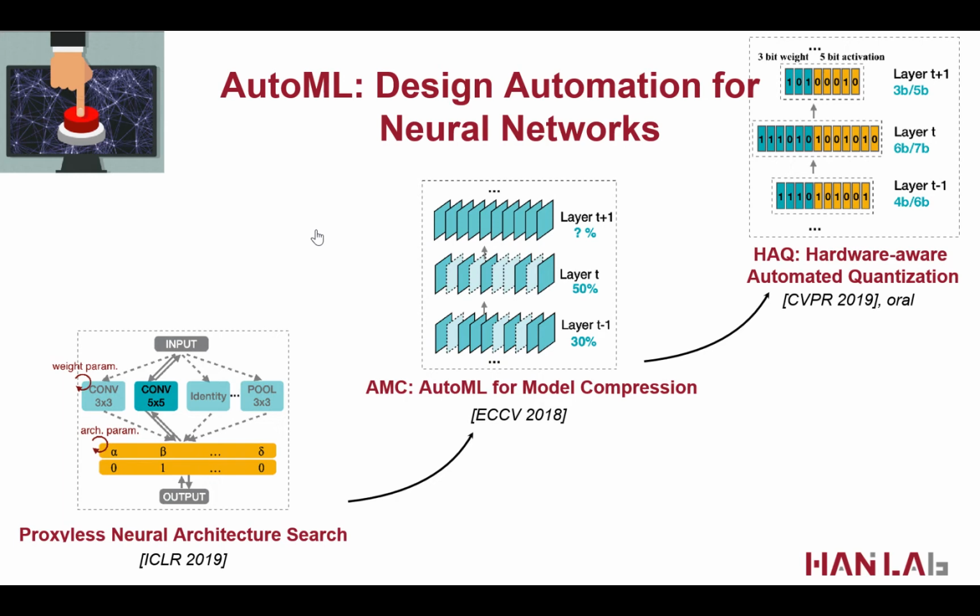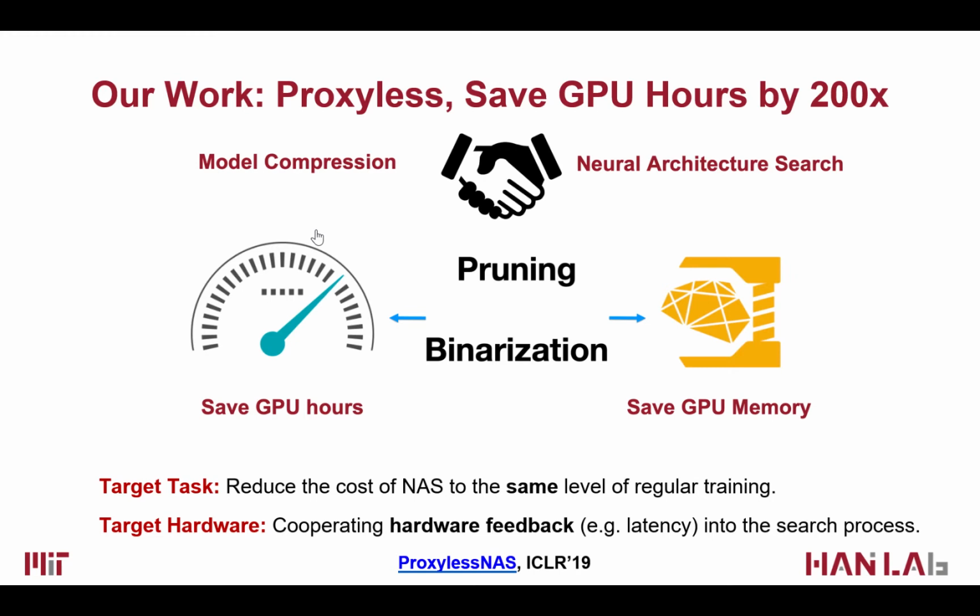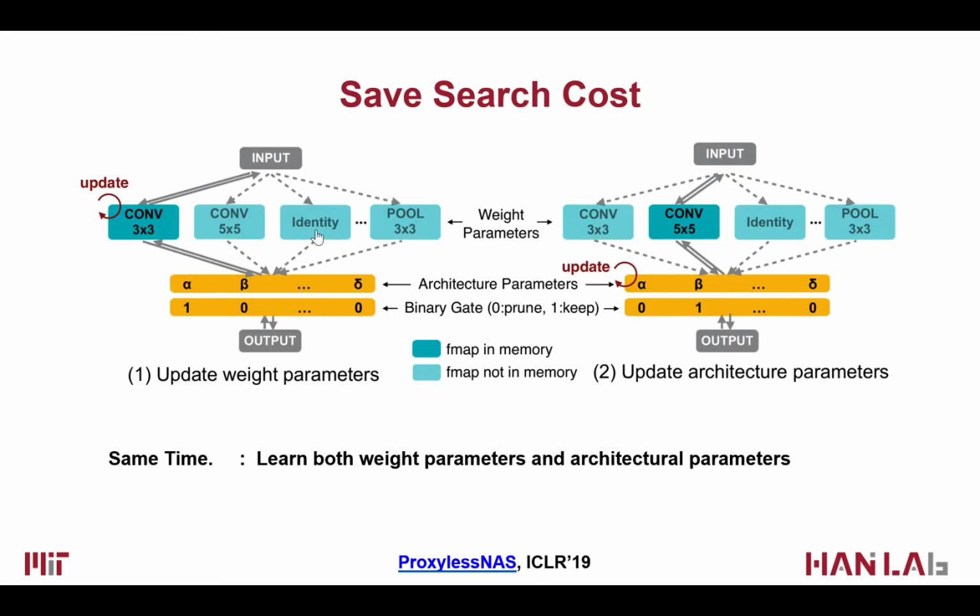So, specifically, in the first step, we aim to search a specialized neural architecture directly on the target task and target hardware. It requires reducing the cost of searching, which is GPU hours and GPU memory, to the same level as normal training, and merging the feedback from the hardware into the search loop. To save GPU hours, we model NAS as a path-level pruning process, where a super network containing all candidate operations is trained with architecture parameters, and redundant paths are pruned based on the architecture parameters at the end of the training. To save GPU memory, we binarize the architecture parameters and allow only one active path at runtime. So you avoid storing the activations of all candidates, thereby reducing the memory footprint from O(n) to O(1).